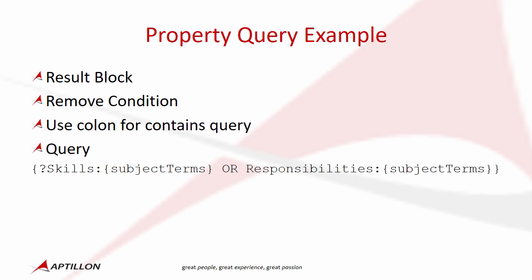So in our property query example, we used a result block. We took out the condition because we wanted to apply anytime there was a match. Then we used that colon as a contains query for skills and responsibilities. And here is the exact query that we used. Now, if you had other properties you wanted to search on, you would simply swap out the word skills and responsibilities for the managed property that you were interested in.